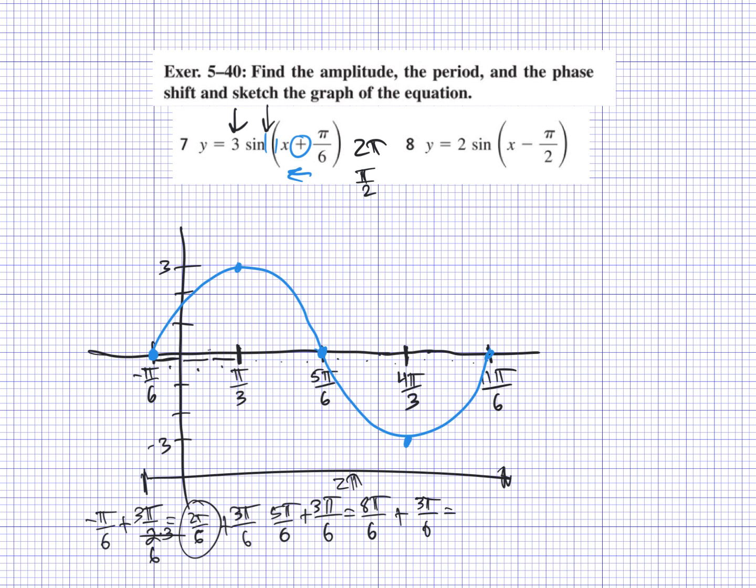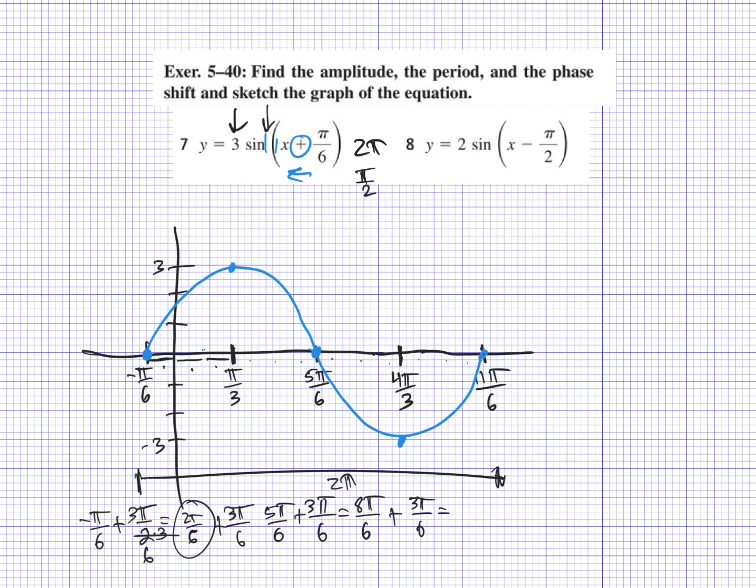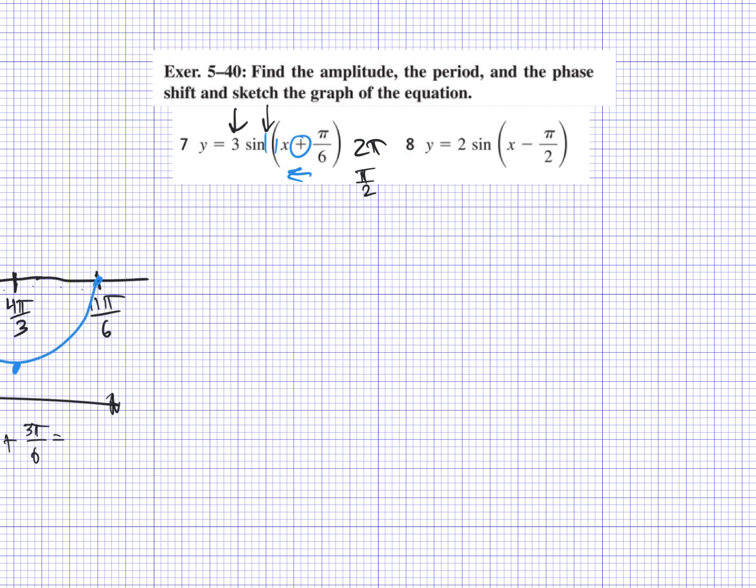And that's number 7. So let me get rid of that. Pause it and look at it if you need it. I'm going to move it out of the way and do number 8. So number 8, we are moving to the right by pi over 2. And our amplitude is 2.